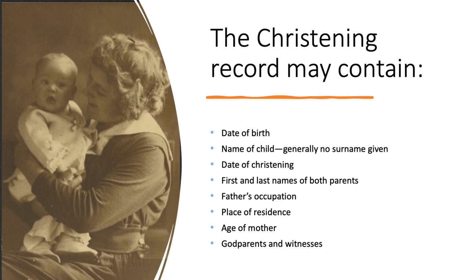Here is the list of some of the major elements that may be found in a birth or christening record: the date of the child's birth, the child's name (generally no surname was given), the christening date, the first and last name of both parents, the father's occupation, their place of residence, the age of the mother at the child's birth, and the child's godparents or witnesses.